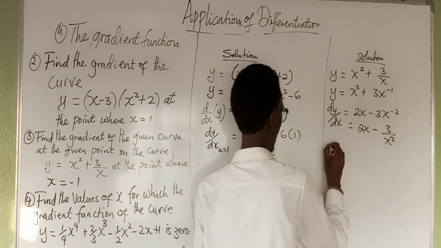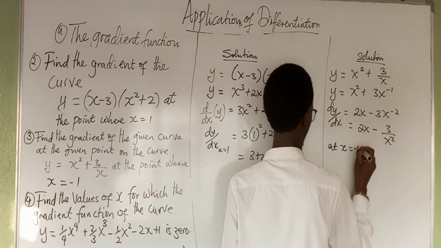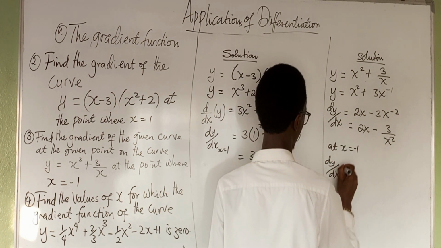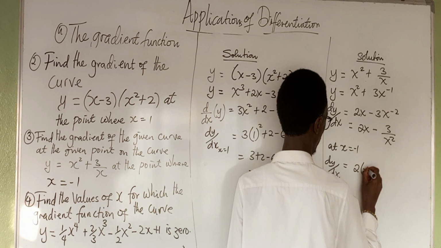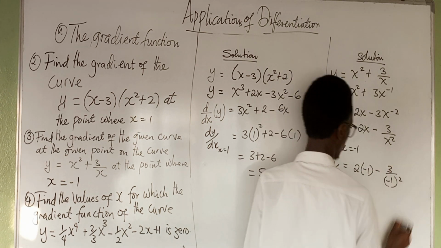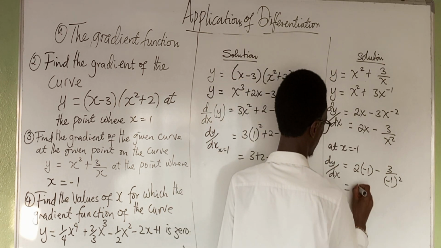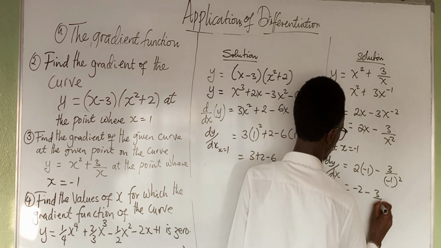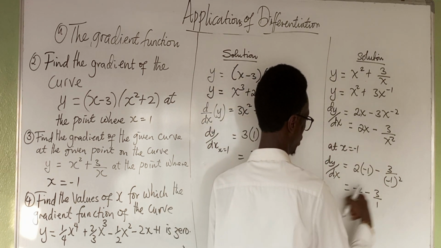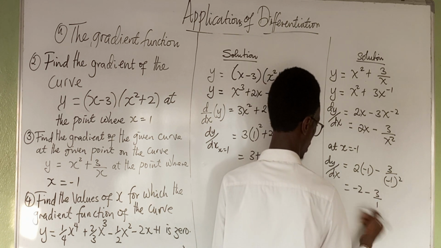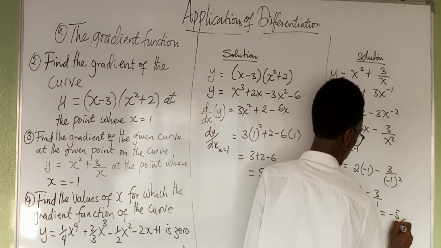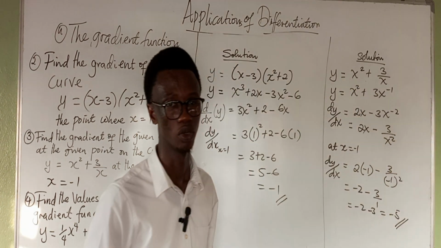Okay, so now at x equals to minus 1, your dy by dx, which is the gradient function, equals to 2 into minus 1 minus 3 all into minus 1 all squared. Okay, so this becomes minus 2 minus 3 all into 1. You know, when we square, a negative gives you positive. So this 3 divided by 1 is just the same. So this becomes minus 2 minus 3, which becomes minus 5, which becomes your answer.